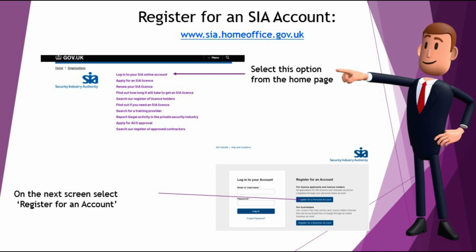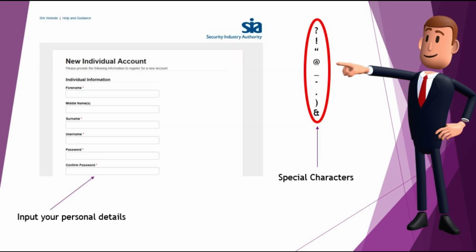On the SIA homepage, select Log into your SIA online account, then select Register for an account. You will be asked to input your personal information to register an account. You will also be asked to create a username and password.